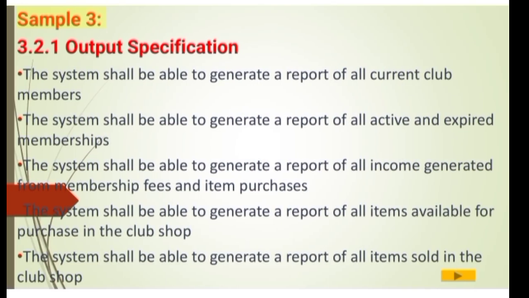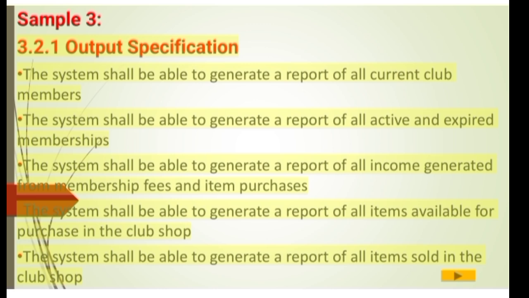Sample 3. 3.2.1 Output Specification. The system shall be able to generate a report of all current club members. The system shall be able to generate a report of all active and expired memberships. The system shall be able to generate a report of all income generated from membership fees and item purchases. The system shall be able to generate a report of all items available for purchase in the club shop. The system shall be able to generate a report of all items sold in the club shop.